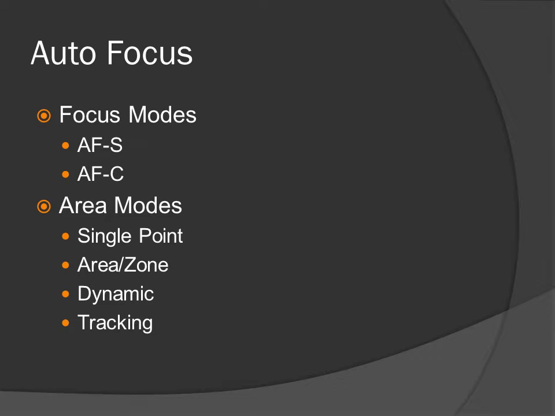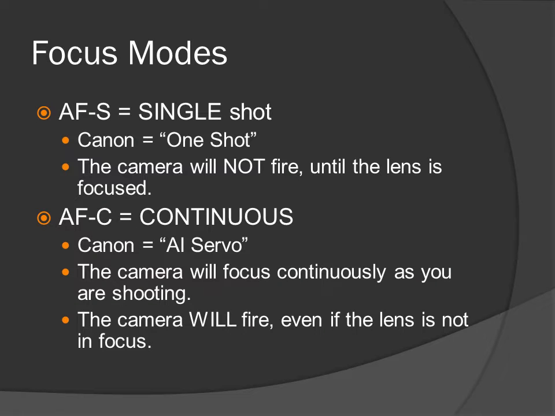Autofocus. In autofocus, you have two things you have to look at: focus modes and area modes. Focus modes: AFS, AFC. Area modes: single point, area or zone, dynamic, and tracking. Focus modes: AFS, S for single shot. Canon calls it One Shot.